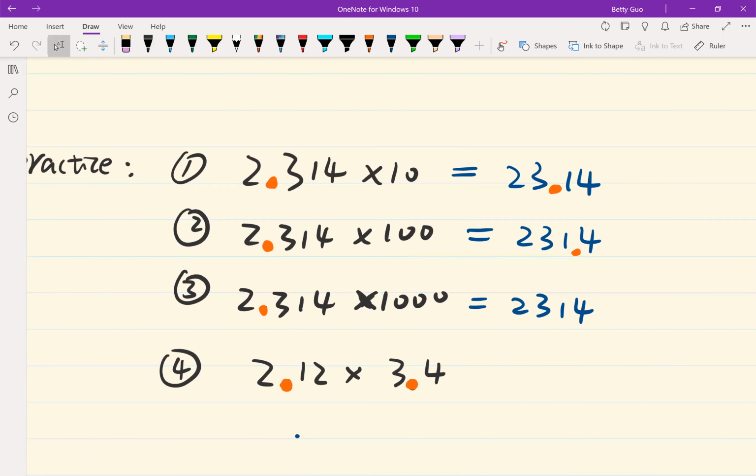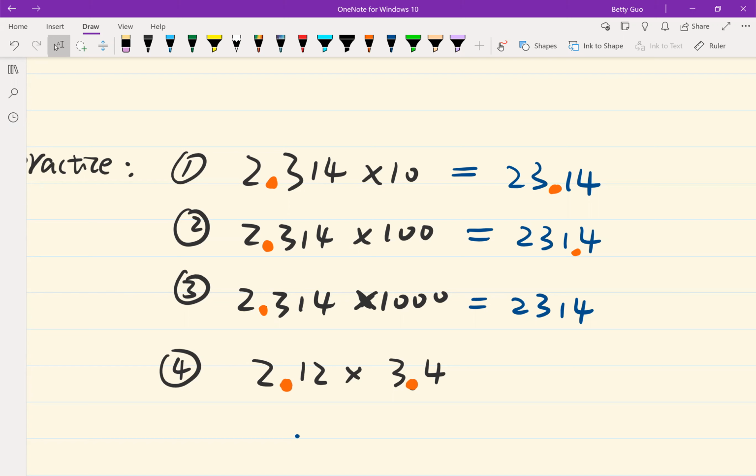When you multiply a decimal by 10, 10 is 10 to the power of 1, right? It's equivalent to moving the decimal point to the right one time. I want you to remember the rule. Maybe you already know it.